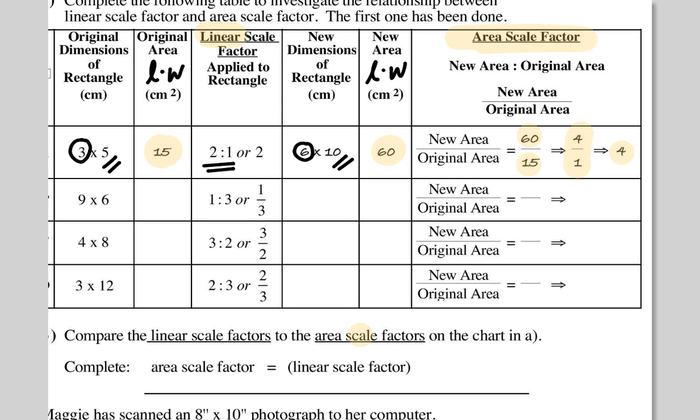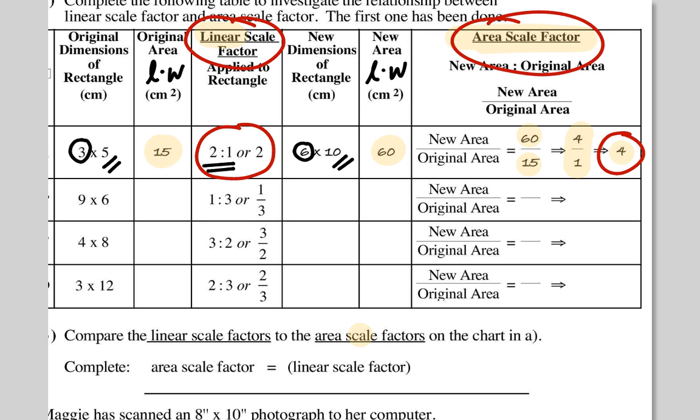And then I'll put in red pen what you're trying to compare. Compare the linear scale factor to the area scale factor. For the one dimension, it's 2, but for the 2 dimension, it's 4. And let's just keep going through this chart, and hopefully you spot the pattern.